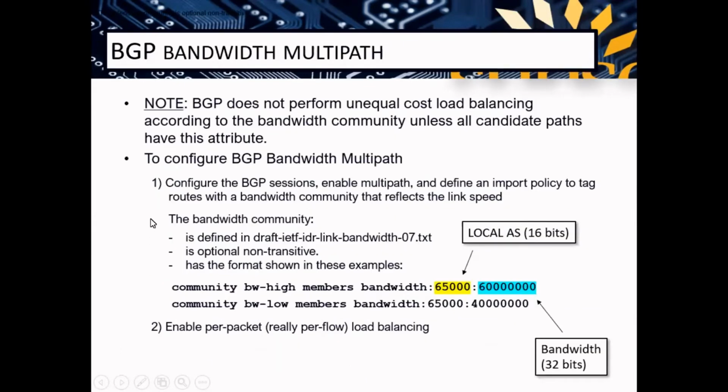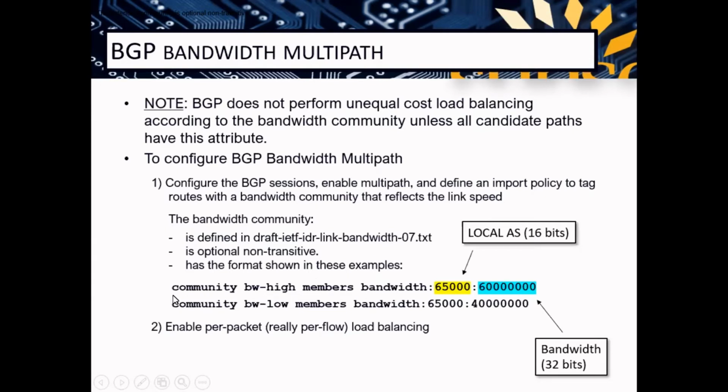So one little detail, you have to make sure that, in order for this to work, all the different paths that you're basically taking into account or considering for forwarding traffic, all of them need to have this bandwidth community. If you don't have all of the routes with the bandwidth community, then this doesn't work, right?